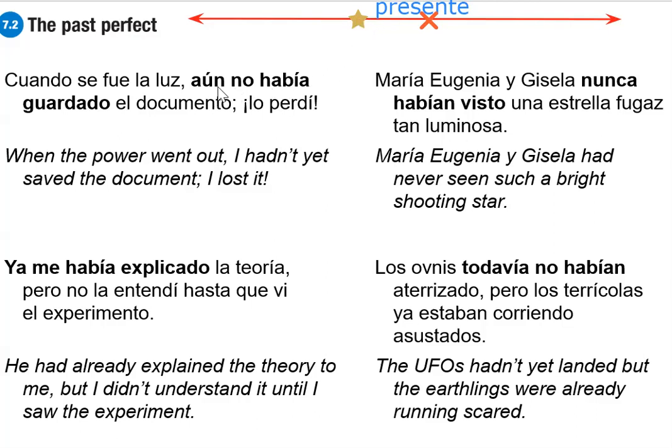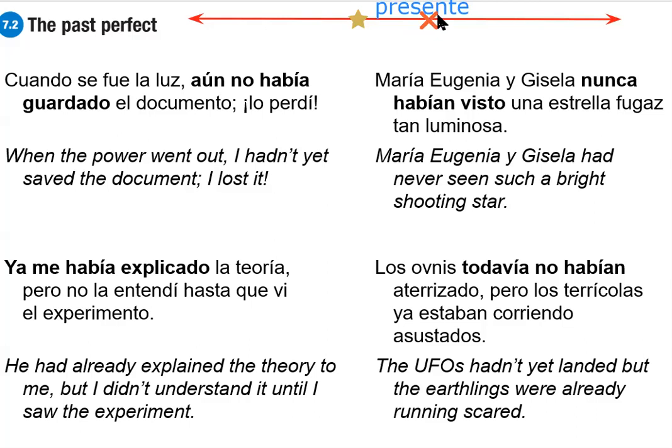Now, I had not saved the document. When hadn't I saved the document? Before the lights went out. I hadn't done this before this. So I had not saved it up until this point. The point of reference is here in the past. And before that, I had not saved it, which happened over here somewhere, prior to that star. That's when I'm using the pretérito perfecto. I'm sorry, the pluscuamperfecto.